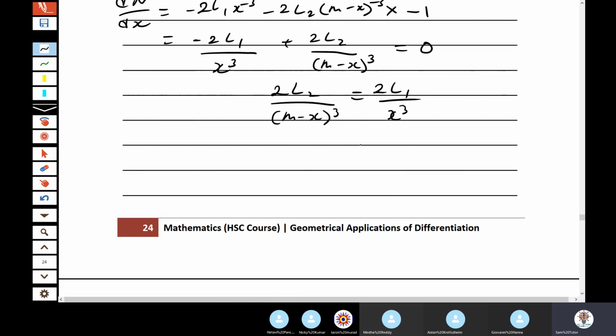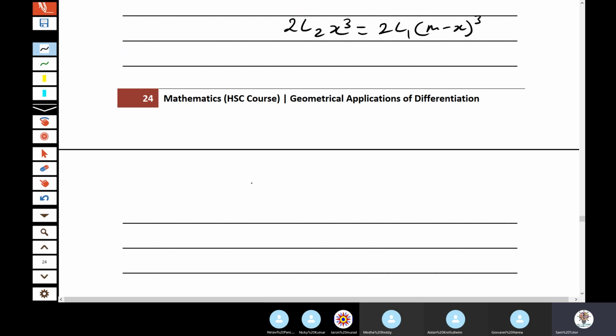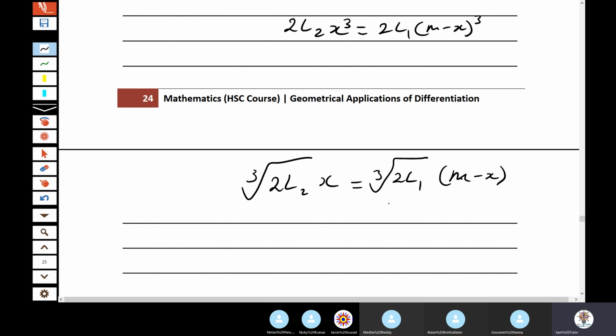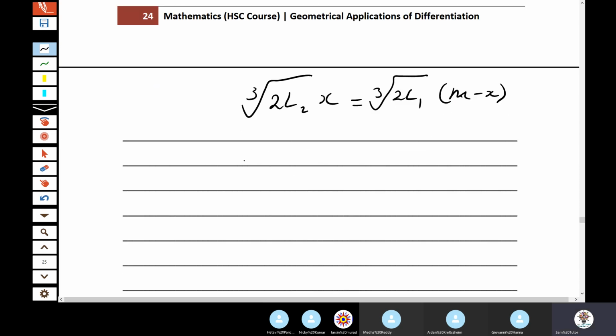Then we cross multiplied. And then pretty much, what did we say here at this step? Cube rooted now. So it should look like this. Cube root 2L2 x equals cube root 2L1 m minus x, and then we expand. Cube root 2L2 x equals cube root 2L1 m minus cube root 2L1 x.